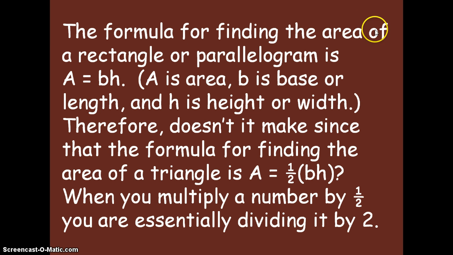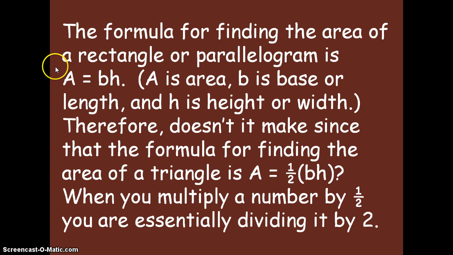Now, the formula for finding the area of a rectangle or parallelogram is A equals BH. In another video I explained this formula, but here I'll mention it again. A is area, B can stand for base, or if you'd rather, the length, and H is the height or the width. When you have two variables like B and H side by side, you have to multiply. When you replace the B with the measurement of the base and the H with the measurement of the height, you multiply them and it gives you the area.